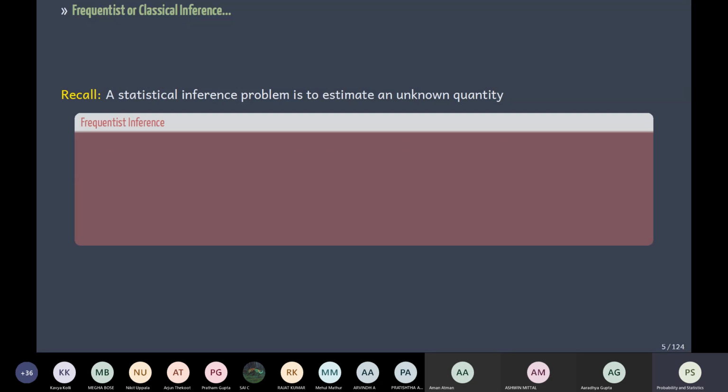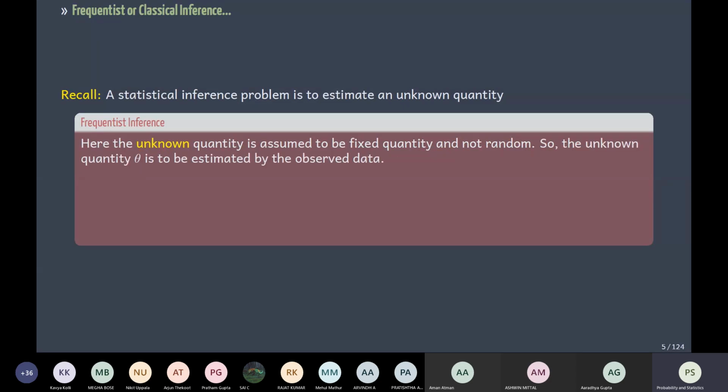Okay, we are just recalling that. So now we are getting into the differences between frequentist and Bayesian. The unknown quantity is assumed to be a fixed quantity and not random. The quantity that we want to predict is assumed to be fixed, although we are predicting it from a random sample. The data itself is random, but the quantity that we want to predict is fixed.